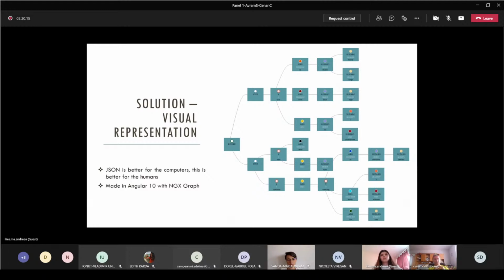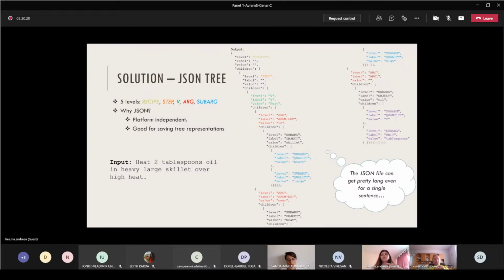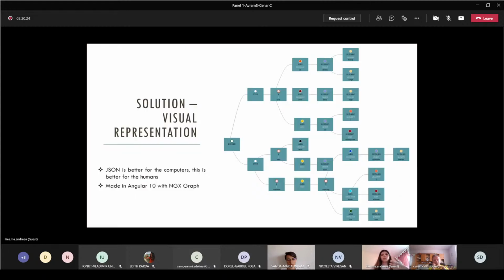And I needed to make a visual representation for this because it's pretty hard to follow a JSON. Even if a computer easily reads it, it's hard for a human. So I did, in Angular, a way of representing it. We can see this for a sample recipe. We can see the qualities, the objects, the tags, for example, argument location on the top.